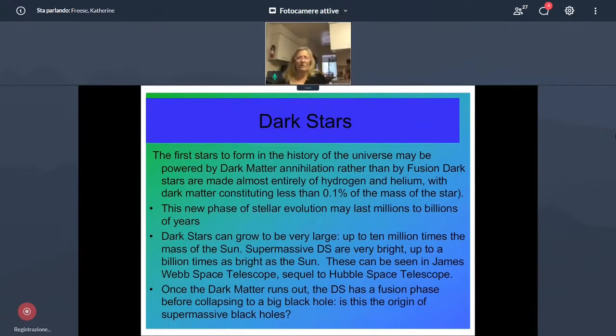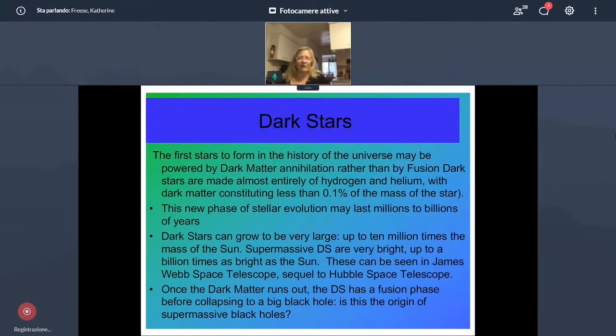Dark matter constitutes less than 0.1% of the mass of the star. And the dark stars start at 1 solar mass, but can grow up to being 10 million times the mass of the sun and potentially 1 billion times as bright. Two major consequences. One, you can see them in the upcoming James Webb Space Telescope. And the other is, once they die, they become black holes and could serve as seeds for the giant black holes observed throughout the universe.